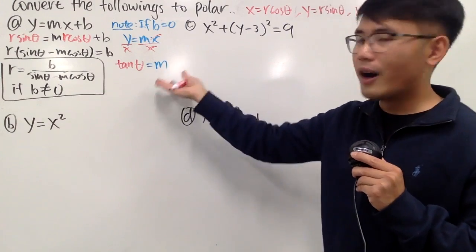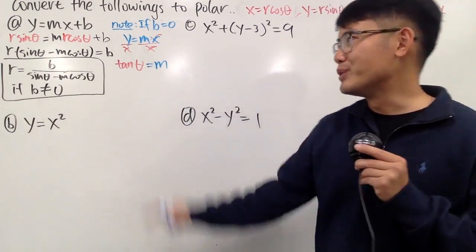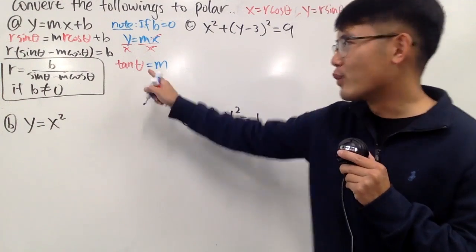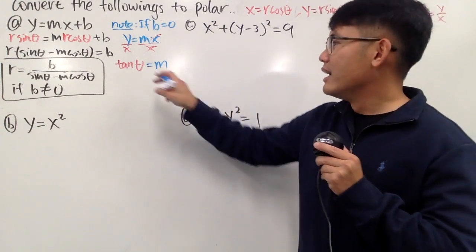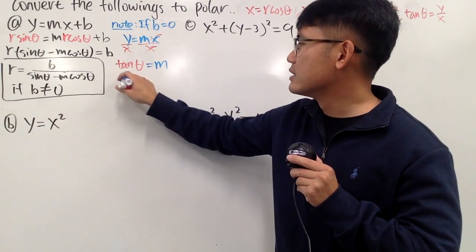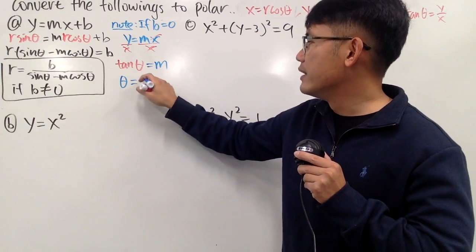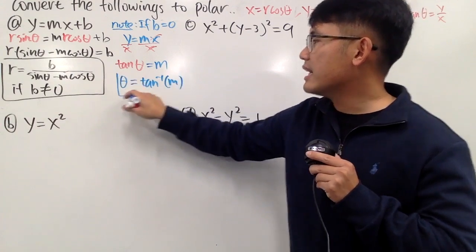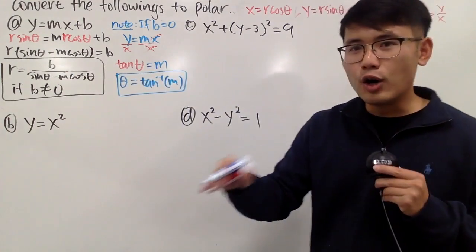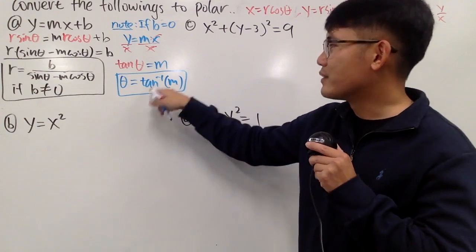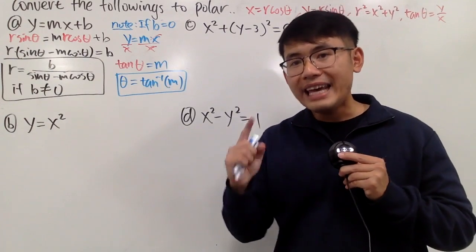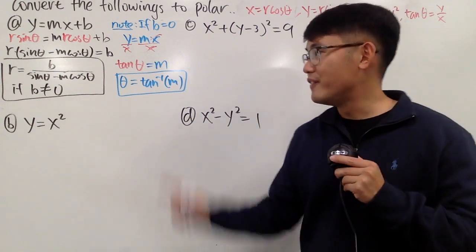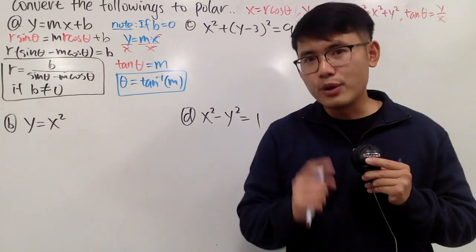Even though there's no r in this equation, we do have the theta, so we are in the polar world. And of course, if you would like, you can also take the inverse tangent on both sides. So you get theta equals the inverse tangent of the slope. And yes, when you have the slope of the line, if you just take the inverse tangent of the slope, you can find the angle between the line and the x-axis. Very cool.